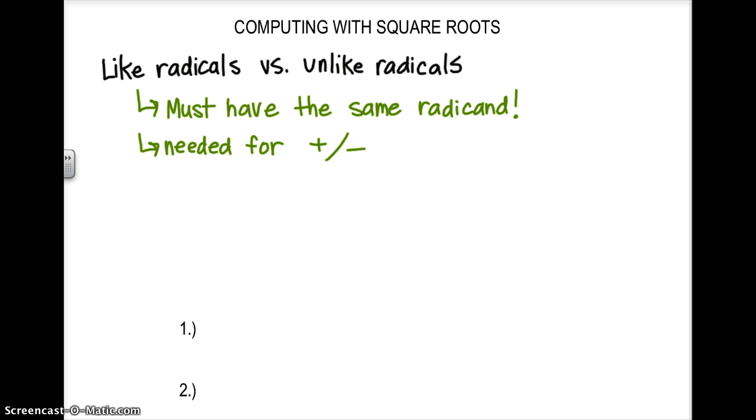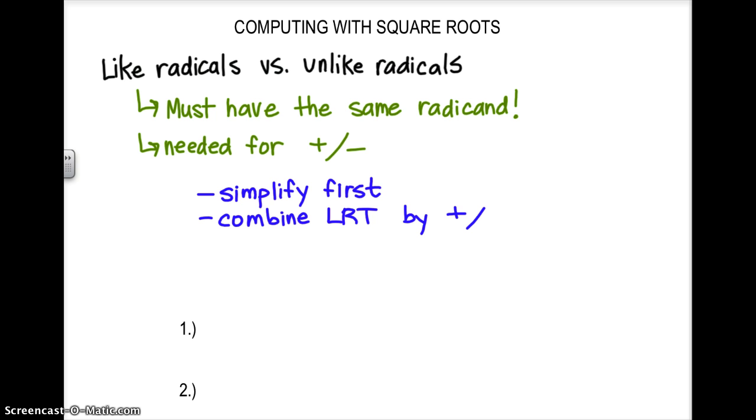Here's what you do. If you don't have it, the first thing you have to do is simplify. You may need to simplify your square root. Then you combine your like radical terms by adding or subtracting their coefficients, the numbers that are not in the square root. Okay? Here is an example for you.